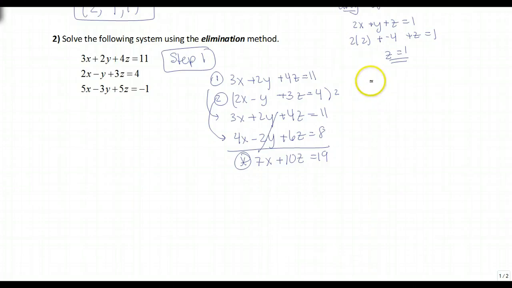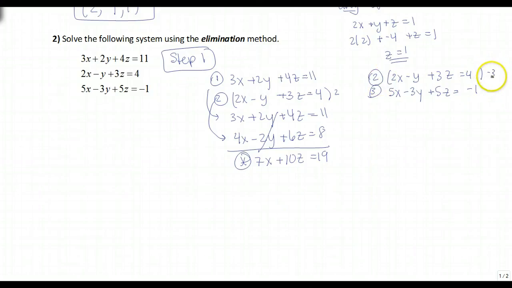If I move over here, I know I have to use equation 3, which is 5x minus 3y plus 5z equals 4. And you can decide what you want to use, equation 1 or equation 2. I think in this case equation 2 is easier. 2x minus y plus 3z equals 4. Ooh, and you know what? I wrote this one wrong. This one is 5x minus 3y plus 5z equals negative 1. See, again, you got to be super careful with these.